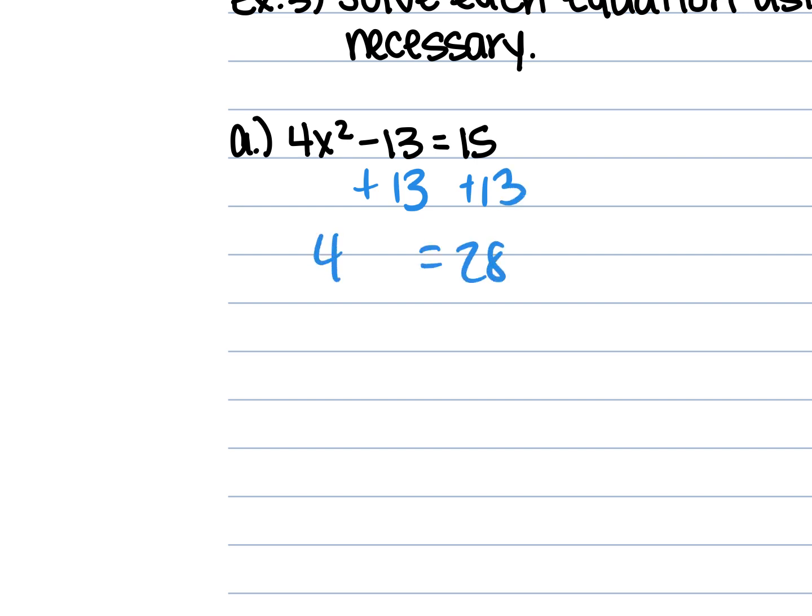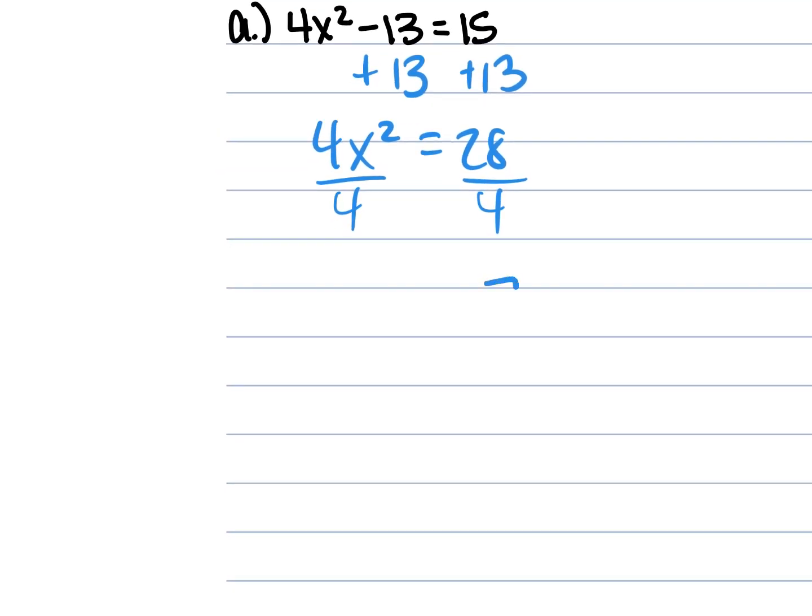28. And I still have a 4x squared over here. What do you do next? No, not yet. Don't take the square root yet. It's not isolated. Divide by 4. What's 28 divided by 4? 7. So x squared equals 7.